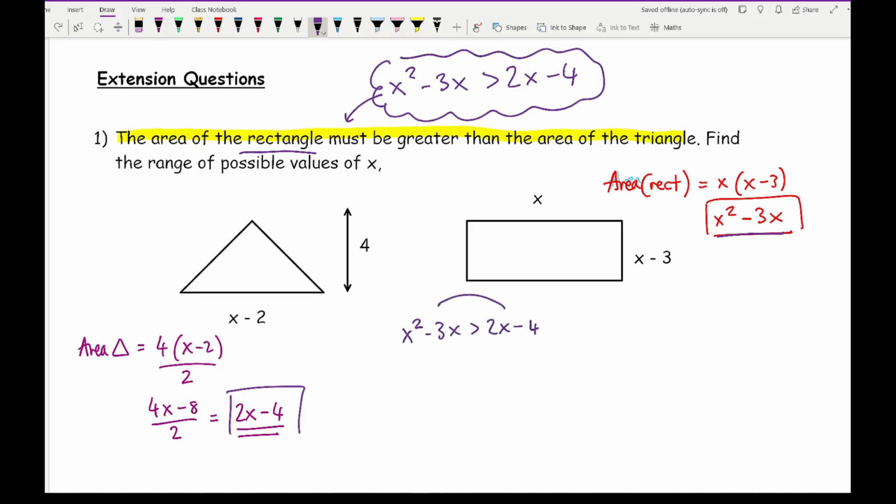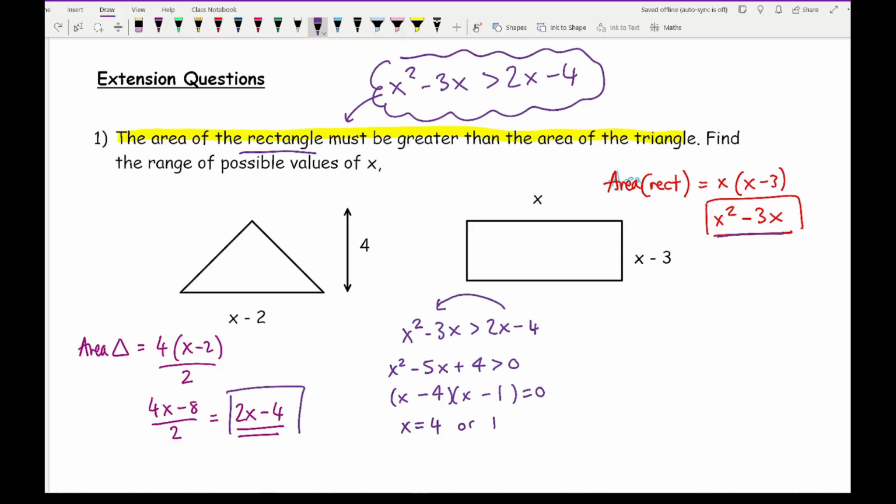If I take all of that over to that side to keep the x squared positive, but also to make it equal to 0, I've got x squared minus 5x plus 4 is greater than 0. Now this does factorize, in which I've got 4 and 1, minus and a minus, in which then I've got x equals 4 or x equals positive 1. Looking at this, in terms of the possible values it could be, well, can x equal 1? Well, looking at this, it can't.